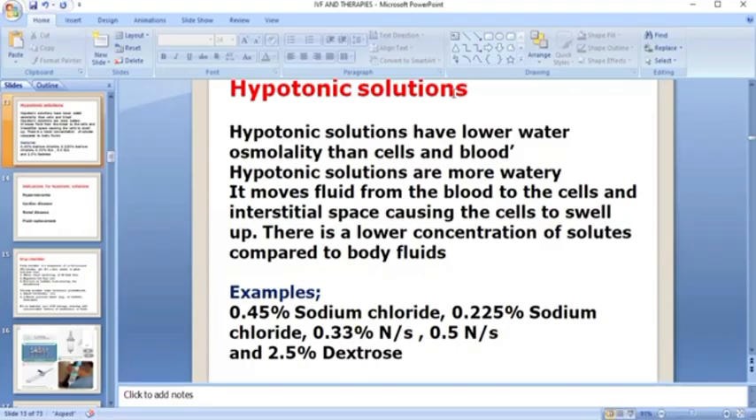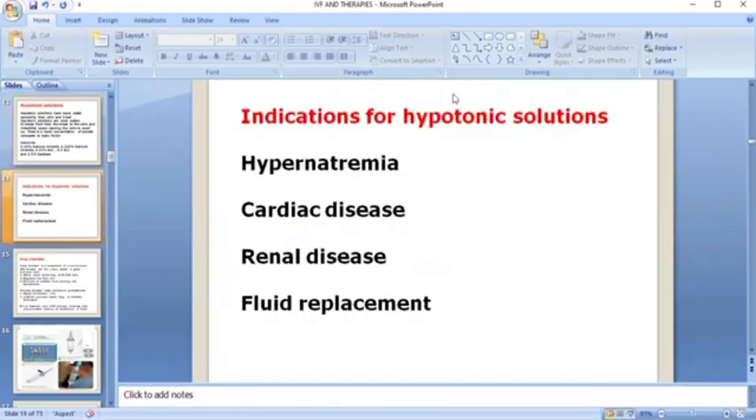Examples: 0.45 sodium chloride, 0.225 sodium chloride, 0.33% normal saline, 0.5 normal saline, and then 2.5% dextrose. So these are examples of hypotonic solutions. Where can we use hypotonic solutions? We can use it in hypernatremia. We can use it in cardiac disease. We can use it in renal disease.